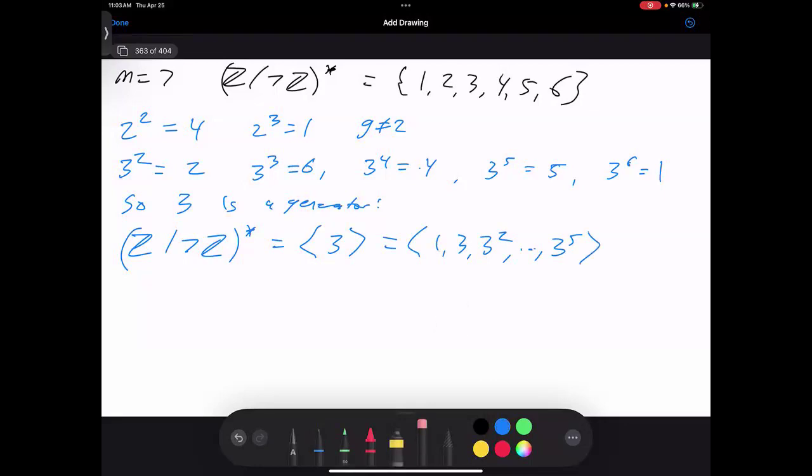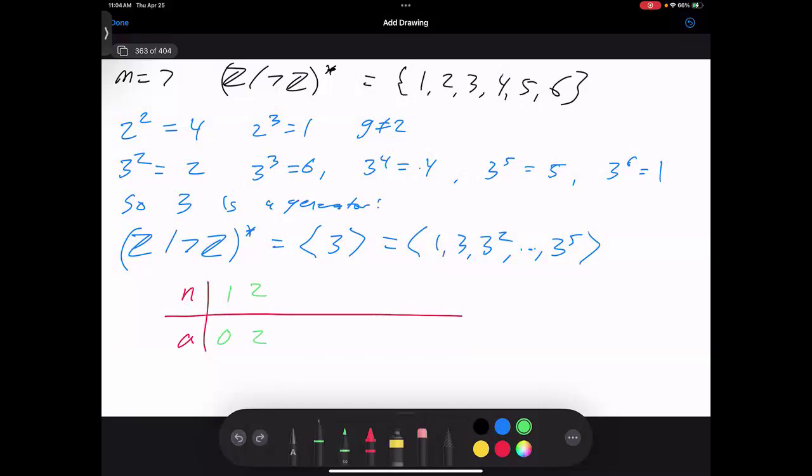Now I can make a little table. Here is my integer n, and here is my exponent a. If n equals 1, what power should I take for a? What's the power of the generator that's going to correspond to 1? 6, or I'd probably write it as 0. If I take n equals 2, what's the exponent that corresponds to 2? 2. And that's coming from 3 squared equals 2.